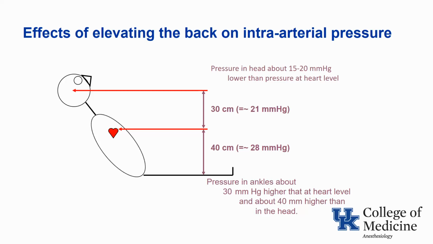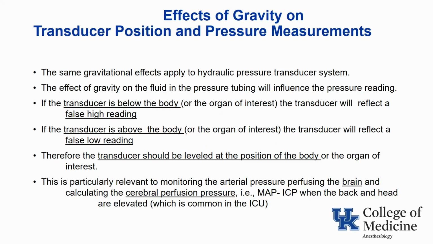This is an illustration when the patient is elevated about 30 degrees. It turns out that the head is about 30 centimeters above the heart, which is equivalent to about a 20 millimeter pressure difference. The same gravity effect is true in fluid-filled transducer systems. When the transducer is below the body, it will read falsely high, and vice versa.